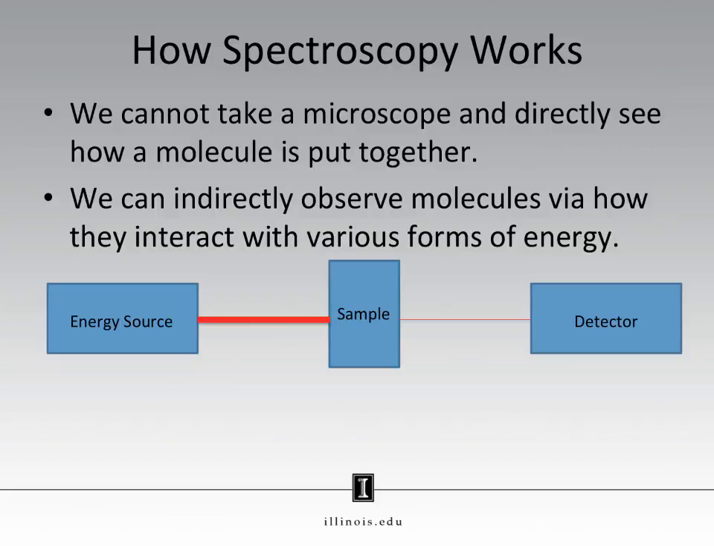That detector then translates that information from the energy to give us data in some form, usually in what we call a spectrum. This spectrum organizes the information in a visual way that we can interpret. We then take that data, that spectrum, and we analyze it and we interpret it to come to a conclusion. Hopefully, the identity of the molecule.